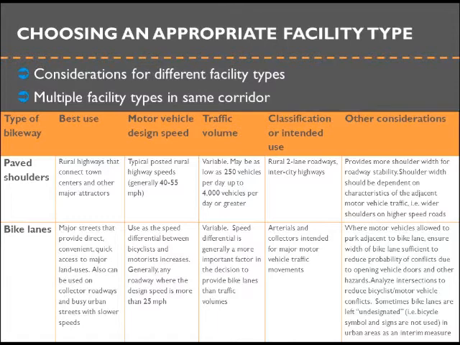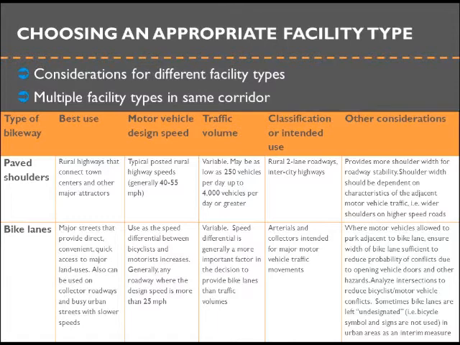These may be different facilities running in parallel, but it also may be a string, if you will, of different facilities that are linked together to form a route. And one of the important things here is the transition between these facilities. They need to be very functional, high quality, and intuitive, so that riders know when to expect them and understand easily how to navigate between the different facility types.